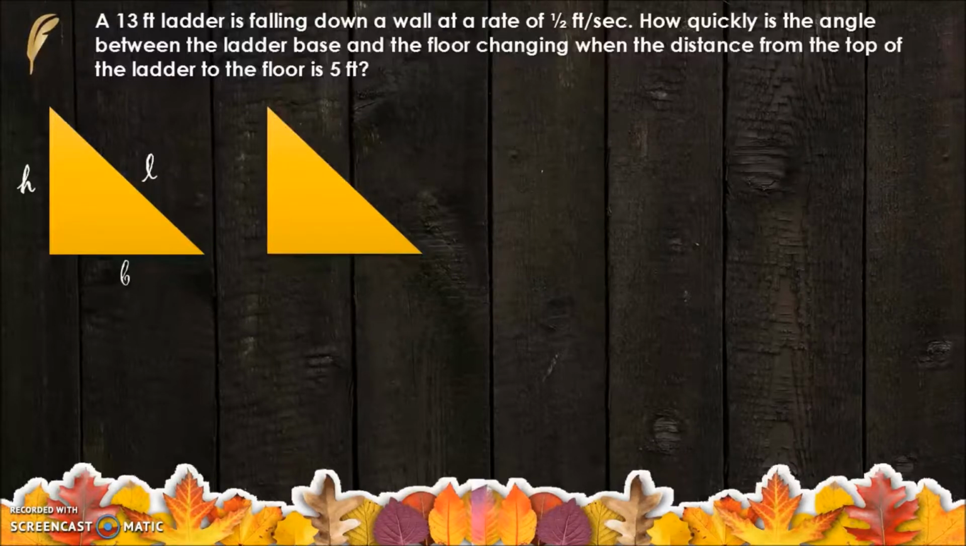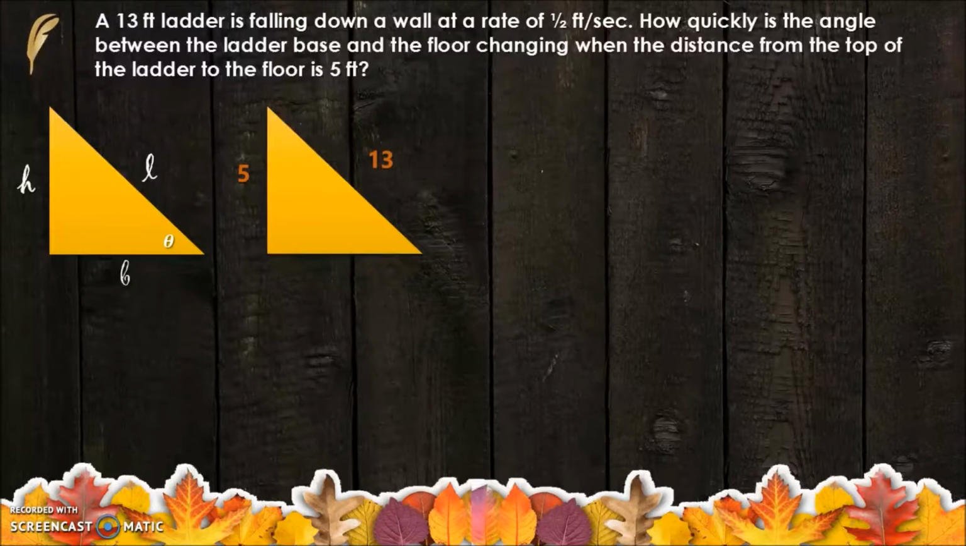From the information that they give us in our problem, we know that h is equal to 5 because it says here that the distance from the top of the ladder to the floor is 5 feet. Then we also know that the length is equal to 13 because the ladder is 13 feet.